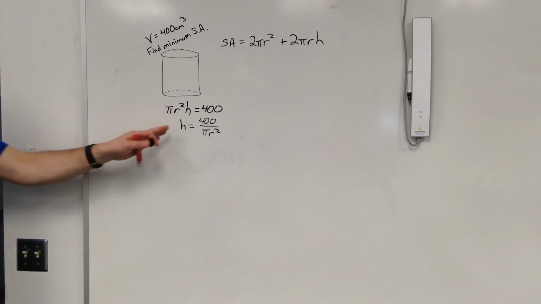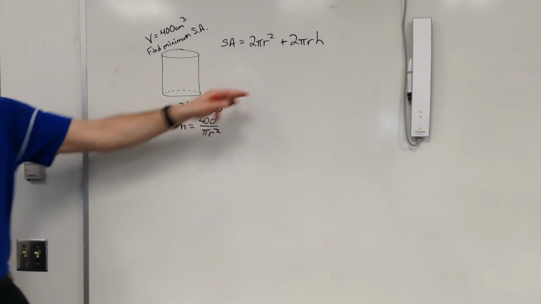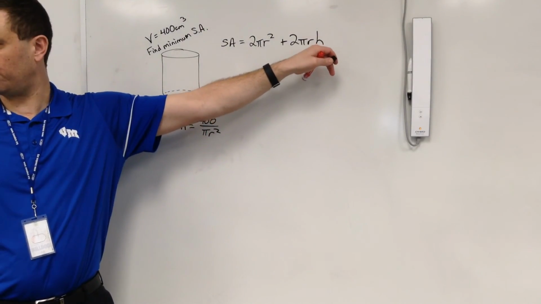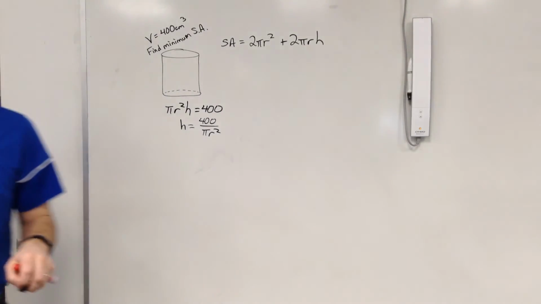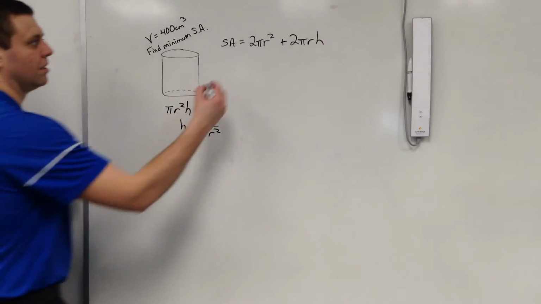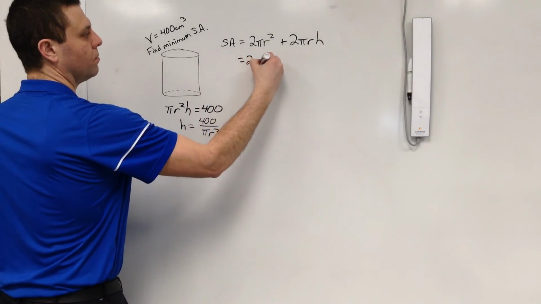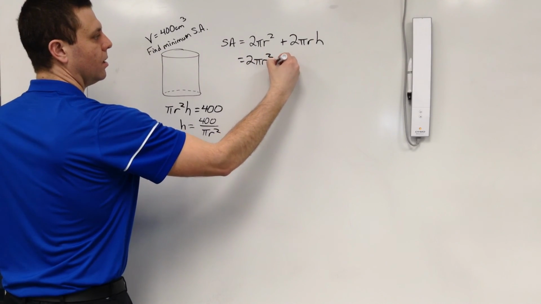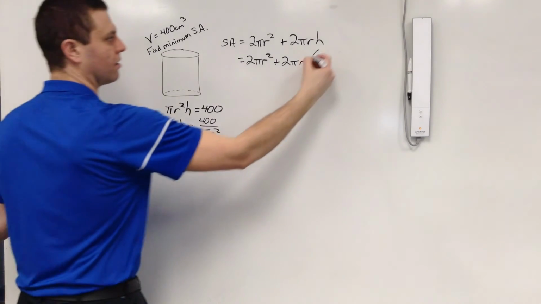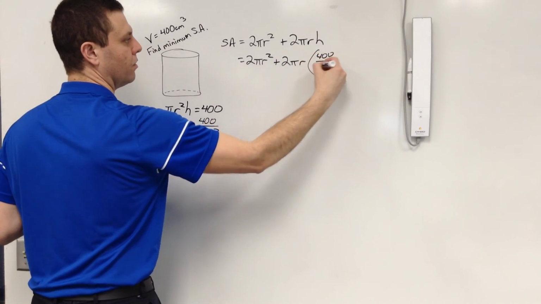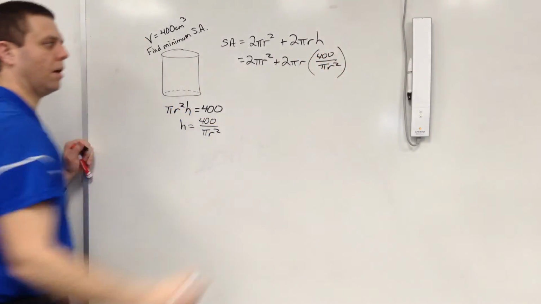And the reason I'm going to do that is because now I can take this and substitute it in for this h right up here, and then I have my entire surface area equation using only the variable r. Does that make some sense? Yeah. So I have 2 pi r squared plus 2 pi r, and then in place of the h, I'm writing 400 over pi r squared, right? Right.